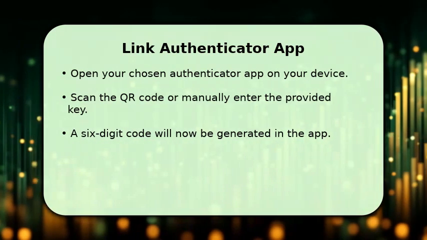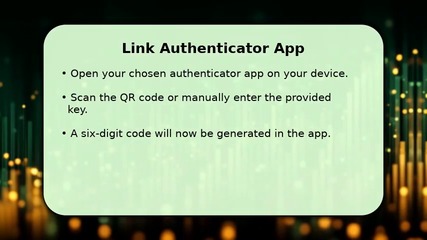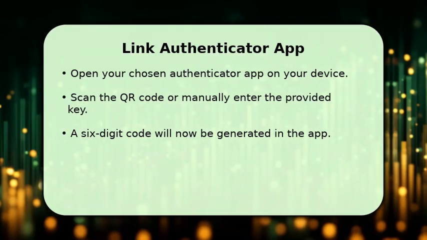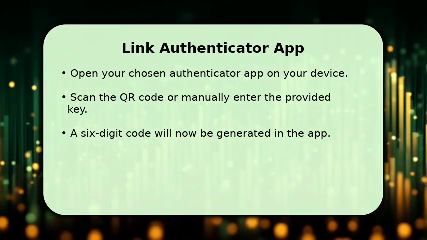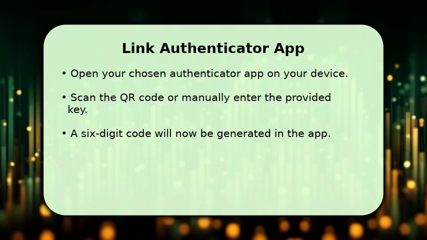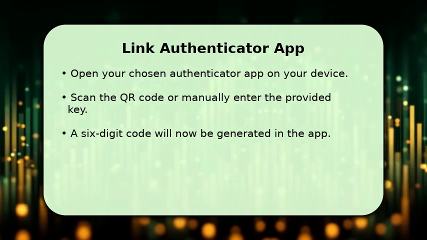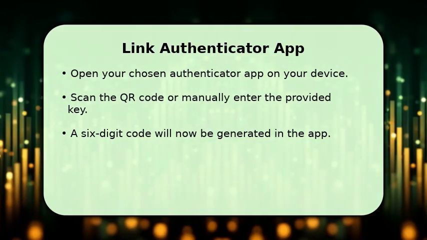Now, switch to your Authenticator app. Choose to add a new account, either by scanning the QR code displayed on your crypto app, or by manually entering the setup key. Once added, your Authenticator app will immediately start generating a new 6-digit code every 30 seconds. This code is essential for verification.